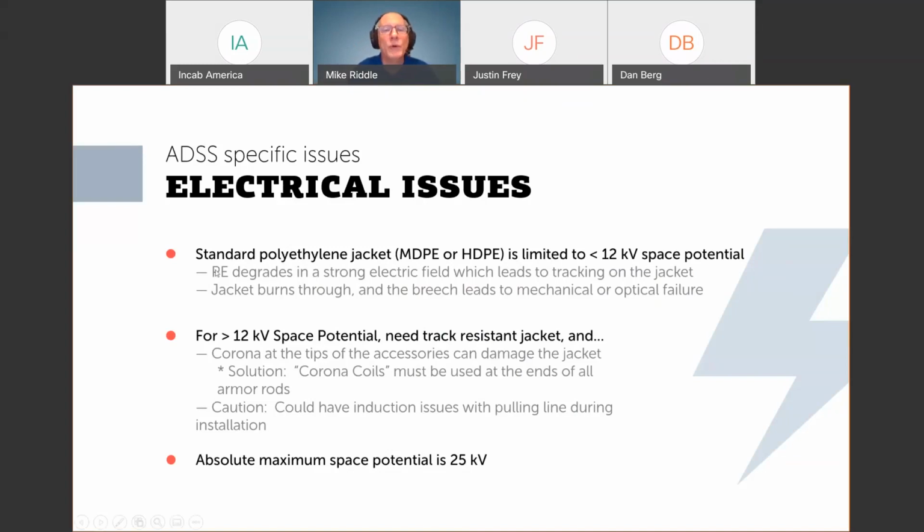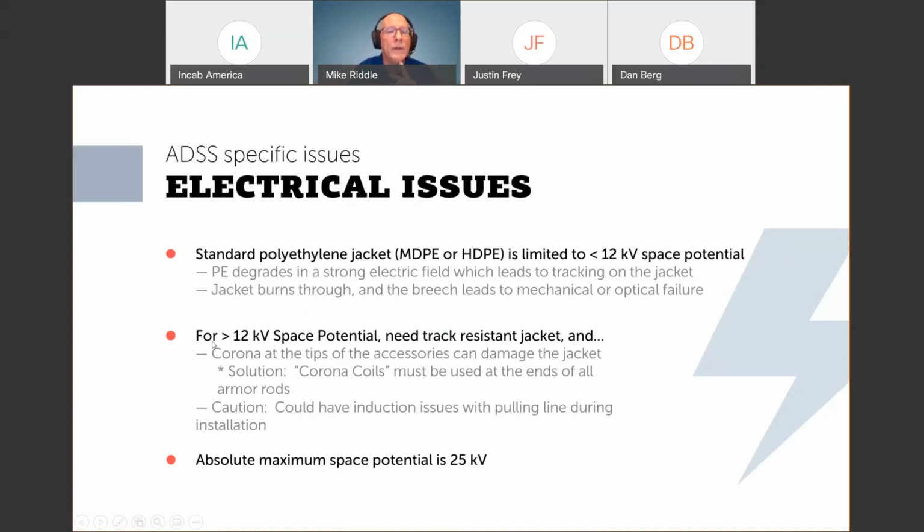Polyethylene, whatever it is, degrades in a strong electric field, and you'll get tracking, and tracking will lead to the jacket burning through. You get a hole in the jacket, and then you get water inside. I mean, basically just bad things happen. The burning can continue, and it can burn whatever the strength element is, and then the cable can just fail mechanically. Or the water can cause optical failure. So nothing good happens, bad things happen.